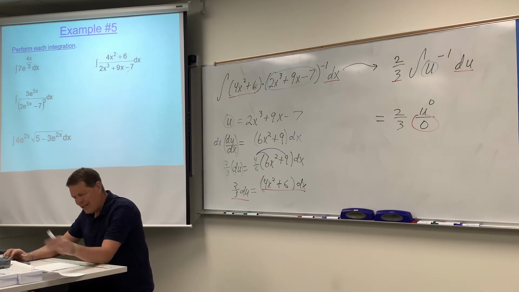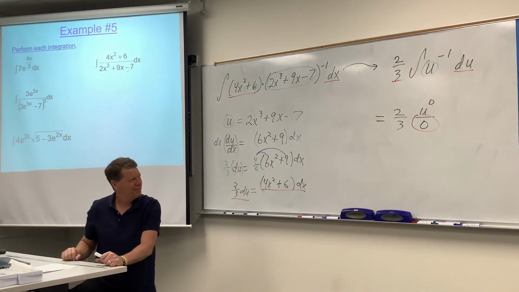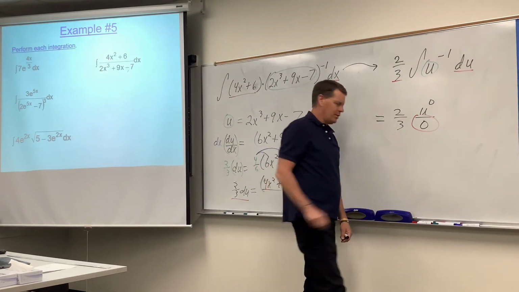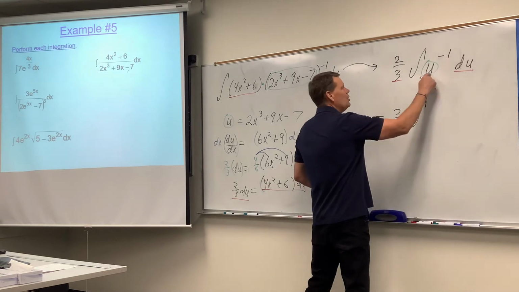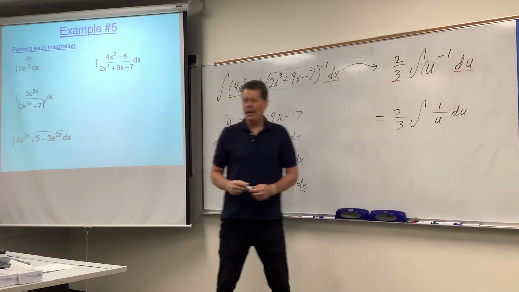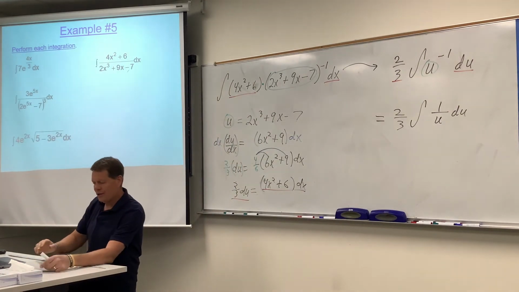So here's what we need to recognize on this. The power rule didn't work there, did it? Because that led to division by 0, didn't it? Oh my gosh. I thought the power rule always worked. Well, okay. u to the negative 1 is 1 over u, isn't it? And again, I hope we made our point that the power rule didn't work there.